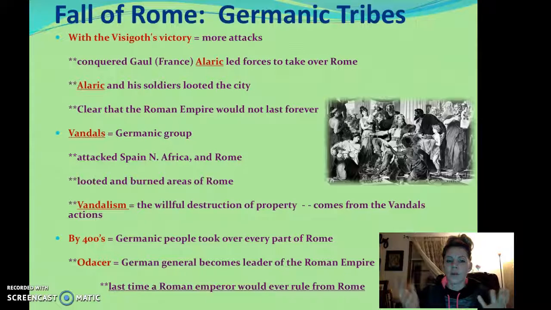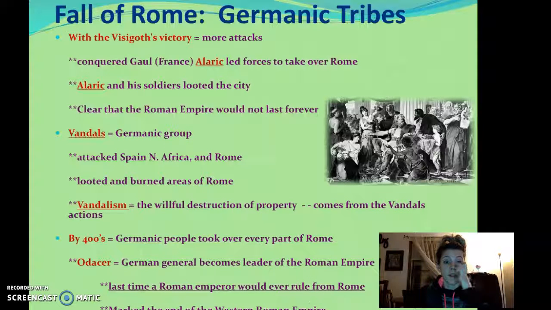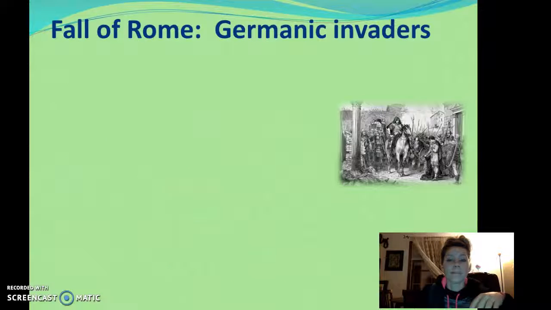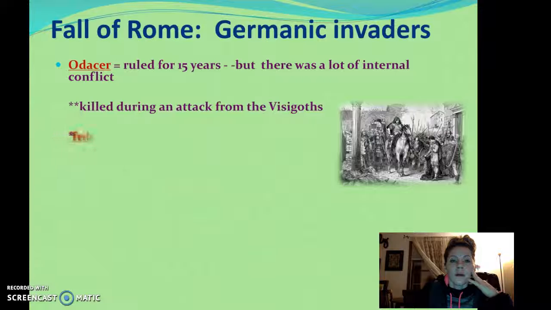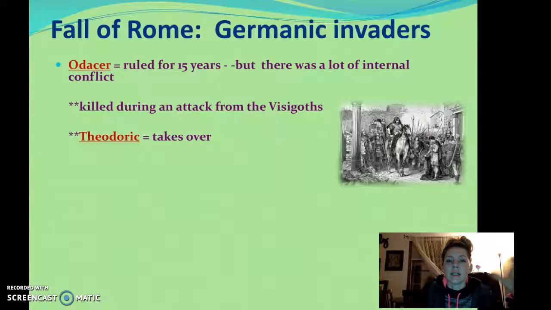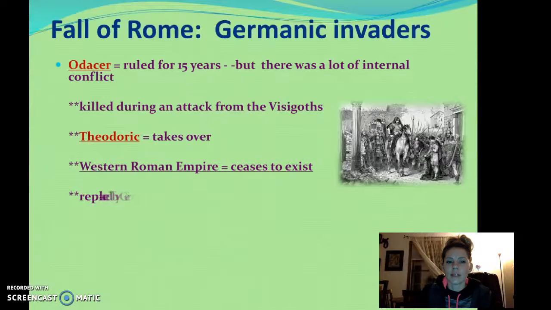By the 400s, we know that the German people are going to take over every part of Rome at this time. So Rome is going to start to fall apart. Odoacer is going to be considered the last emperor of Rome. He rules for 15 years, but there's a lot of conflict. So a guy named Theodoric takes over.